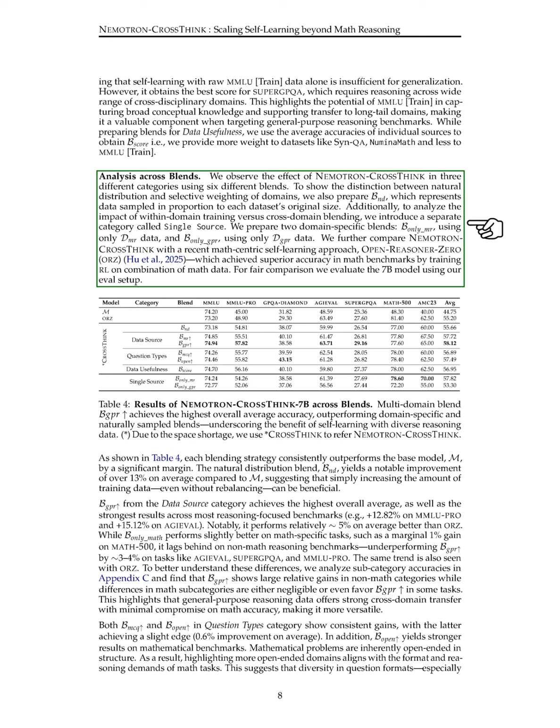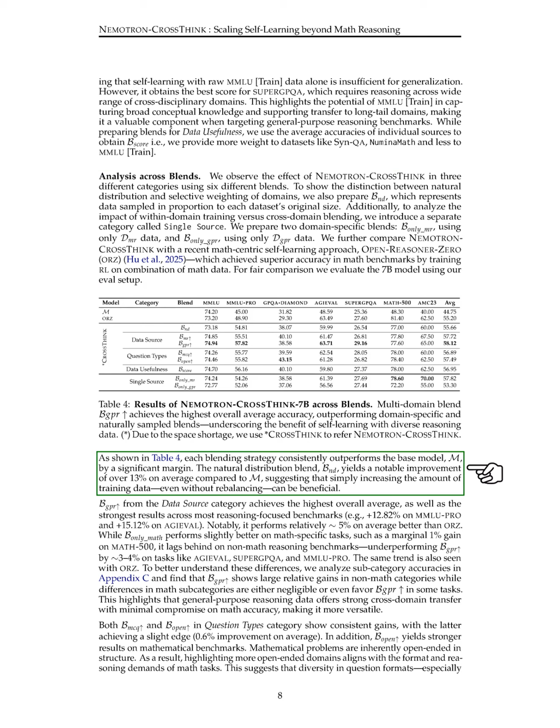Next, we examine the effects of Nemotron-CrossThink across 3 categories using 6 blends. We also create a blend, denoted as B_ND, that samples data in proportion to each dataset's original size. To explore the impact of within-domain versus cross-domain training, we introduce a single source category, creating 2 domain-specific blends, one using only math data and the other using only general-purpose reasoning data.